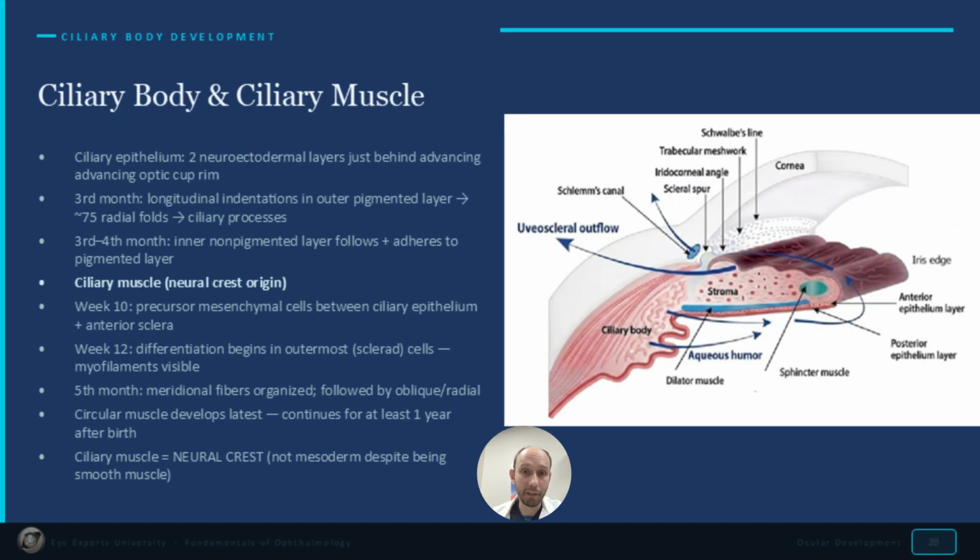So the ciliary epithelium forms from a neuroectoderm as it folds on itself. That's why there's two layers. And the interesting thing about the ciliary body is that the ciliary muscles are formed from neural crest. Now, this is important because most muscles are formed from the mesoderm, but the ciliary body is an exception, those are specifically neural crest in origin.